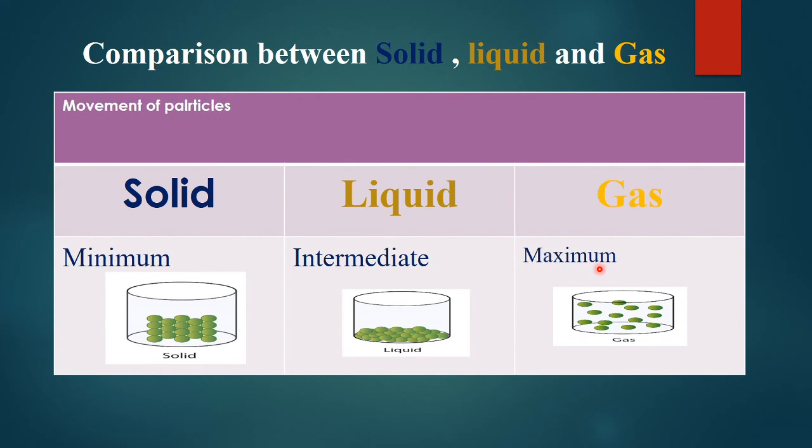Next, comparison on the basis of movement of particles. In solids, the force of attraction between the particles is very strong, that's why they are unable to move freely. That's why the movement of the particles is minimum. In liquids, it is intermediate, and in gases, it is maximum, because there is almost zero force of attraction. That's why particles always move from one place to another in random directions.